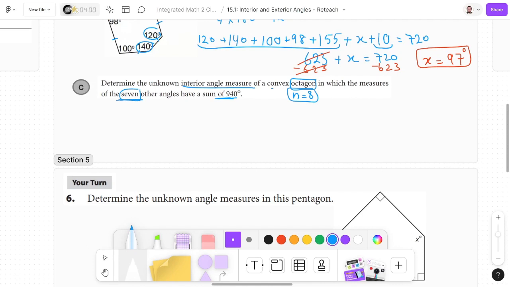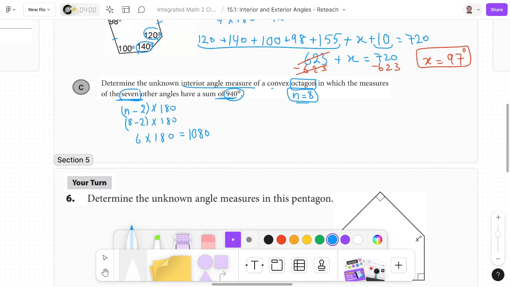As you can see, it should be n minus 2 times 180. So 8 minus 2 times 180. So 6 times 180, which is equal to 1080. So the summation of interior angles for an octagon is 1080, right? And the summation of the 7 angles is 940.